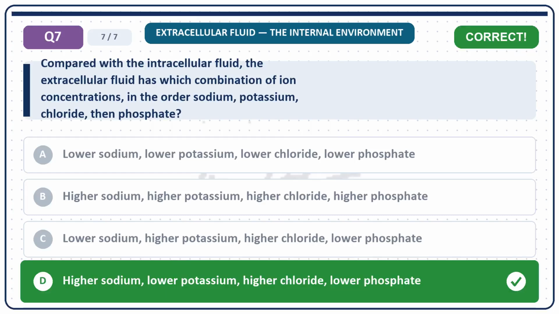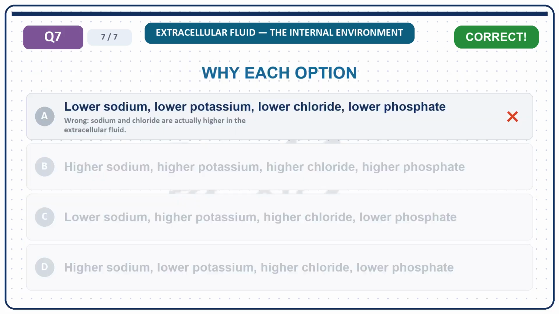Option D, higher sodium, lower potassium, higher chloride, lower phosphate. That's correct. Now, let's break down each option. Option A, lower sodium, lower potassium, lower chloride, lower phosphate. This one is wrong, because sodium and chloride are actually higher in the extracellular fluid.